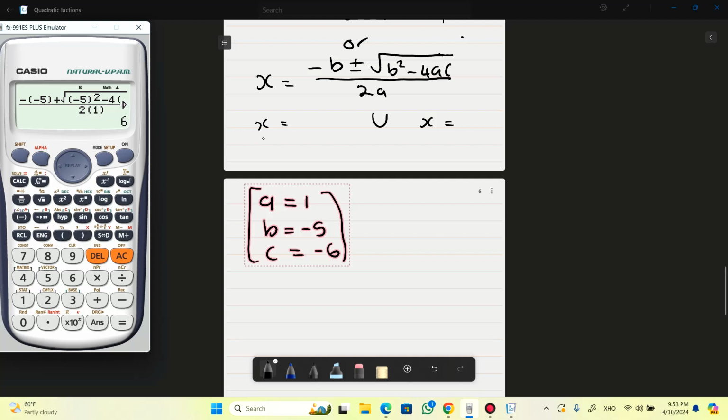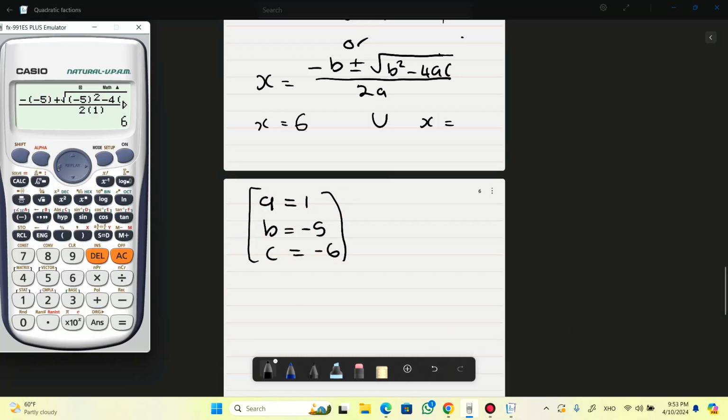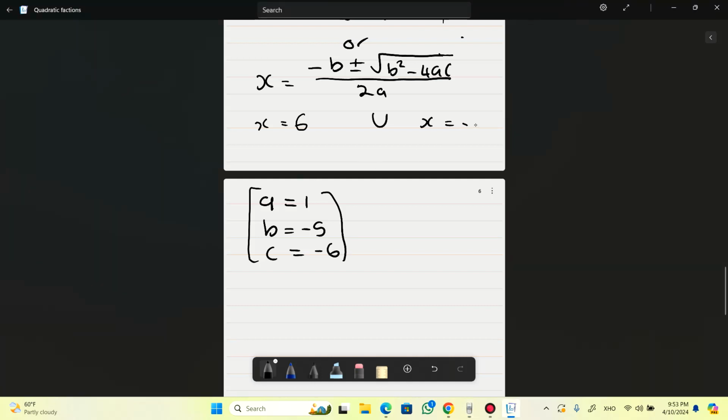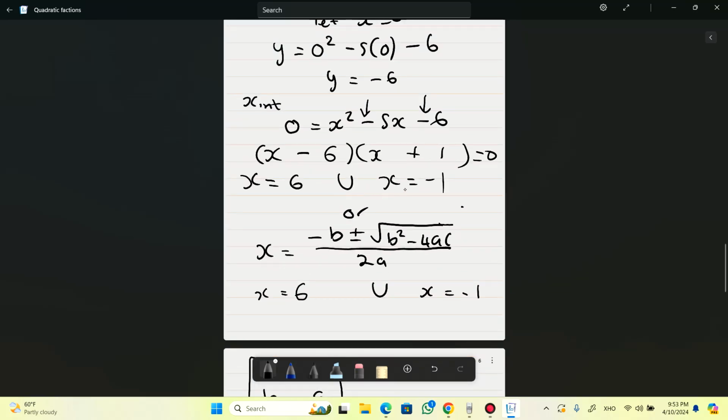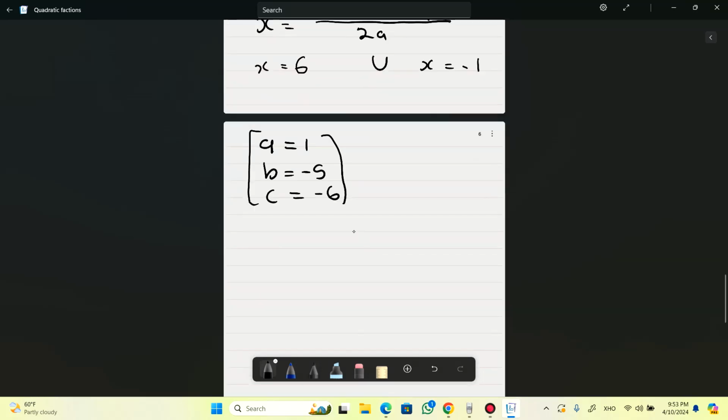So I get a value of 6, which is my value of x, positive 6. Then for the other value, I'm going to change the positive in front of the square root to a negative, and then you get x equal to negative 1, which is the same as what we got there, right? So you can use either of these two methods.